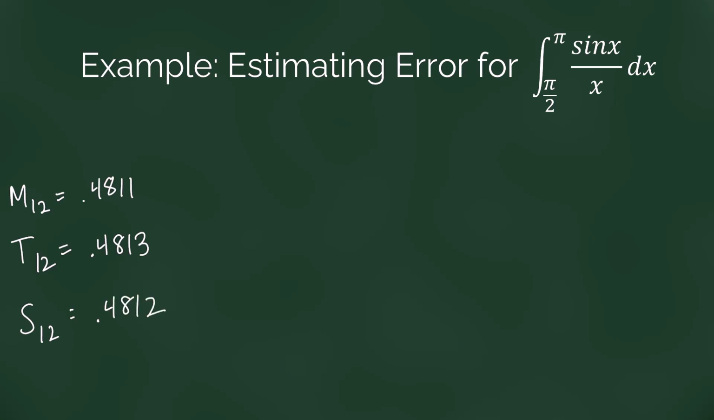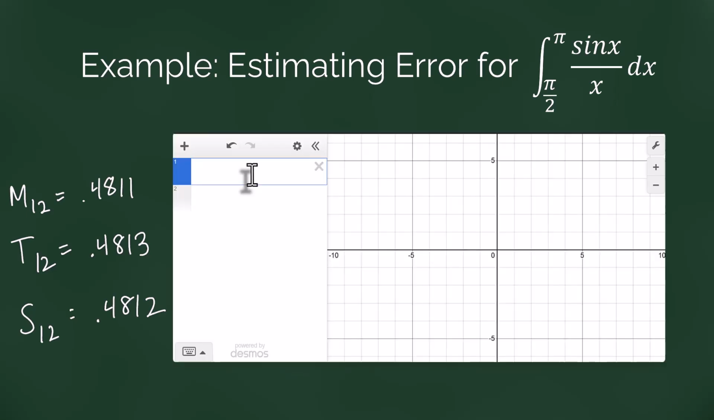So what we'll look at now is the maximum error that might be occurring within each of those estimations. To do that, we need to find our values for little k, which is the maximum value of the second derivative on our interval, and then big K, the maximum value of the fourth derivative on that interval. So I'm going to do this in Desmos. I'm going to find these graphically, define the function f of x to be sine x over x.